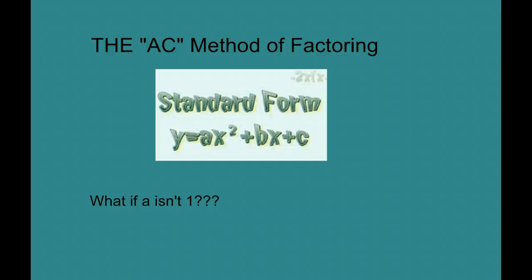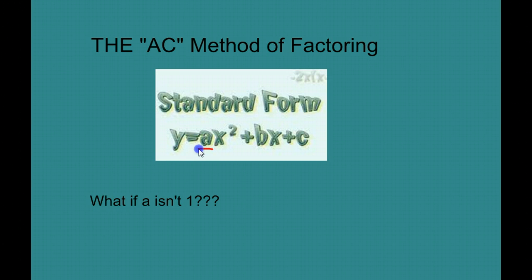We have made it to our last video on factoring. This one is going to be on what's called the AC method of factoring. And the AC method is just a shortcut way of factoring in quadratic and standard form where our leading coefficient isn't 1. If you look at the standard form for a quadratic equation here, you've seen this before.